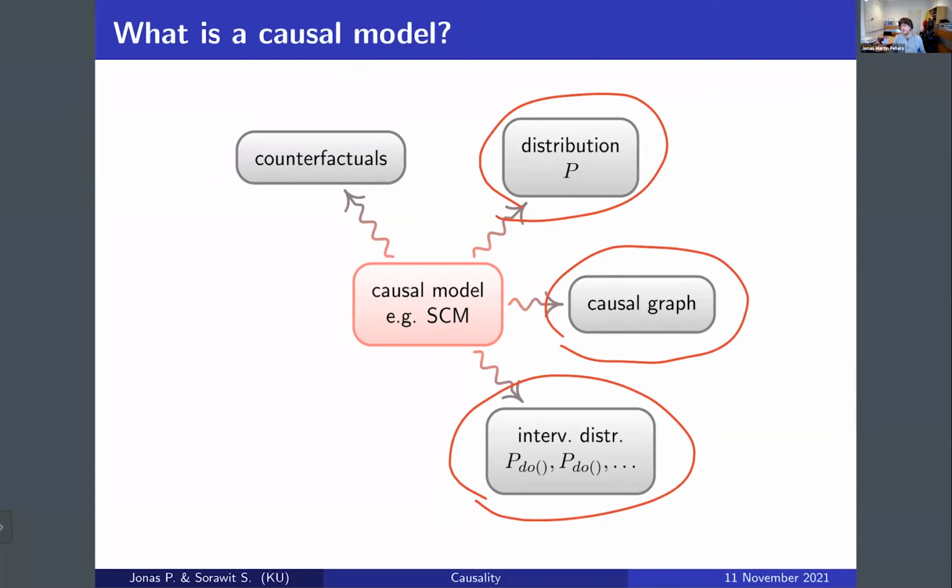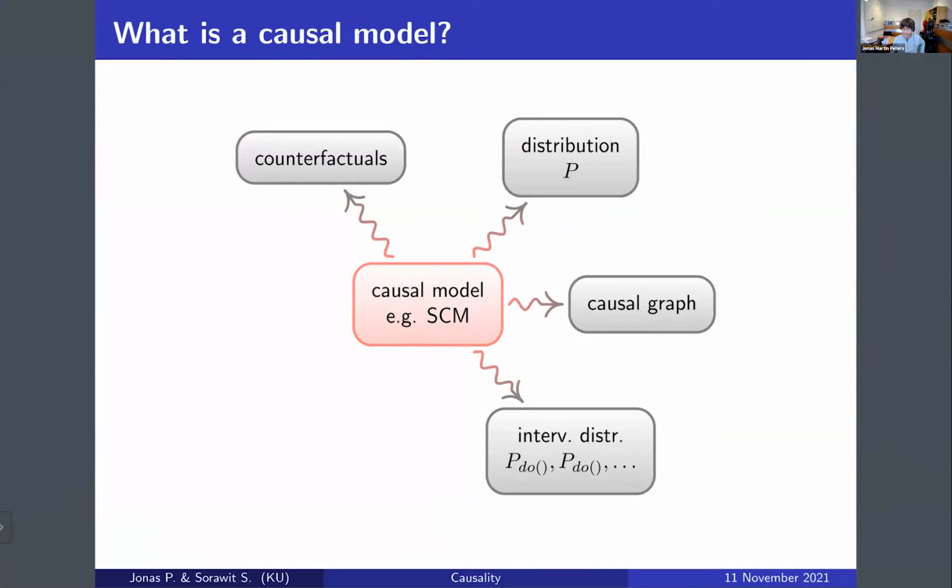Some people would give the graph a bit more of a central meaning. But for us, you can talk about causal graphical models, but for us, it's really just induced by the structural causal model. And then there's also something called counterfactuals that come out of these causal models. And this is something that we don't talk about today.